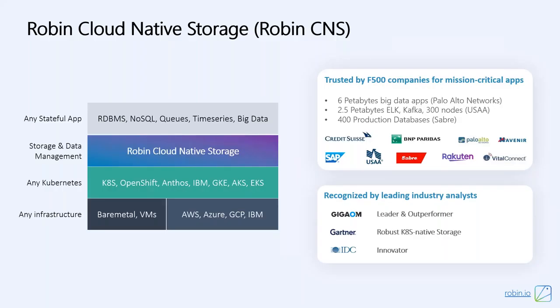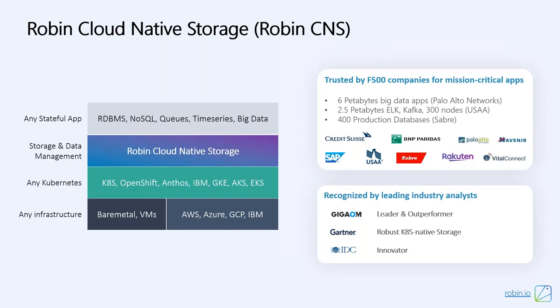And this is where Robin Cloud Native Storage comes in, right? So it is a cloud native storage stack, which means this is not an external storage system that you connect to Kubernetes. This is a standard Kubernetes operator, which you will install on Kubernetes. And then it creates a SAN-like experience right on top of the Kubernetes cluster, right?